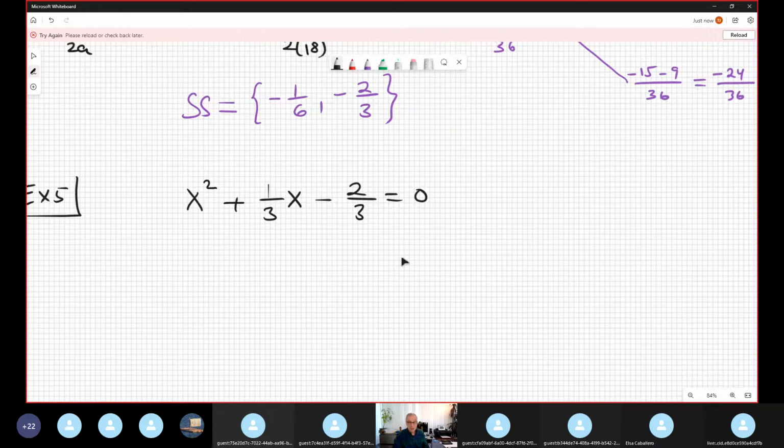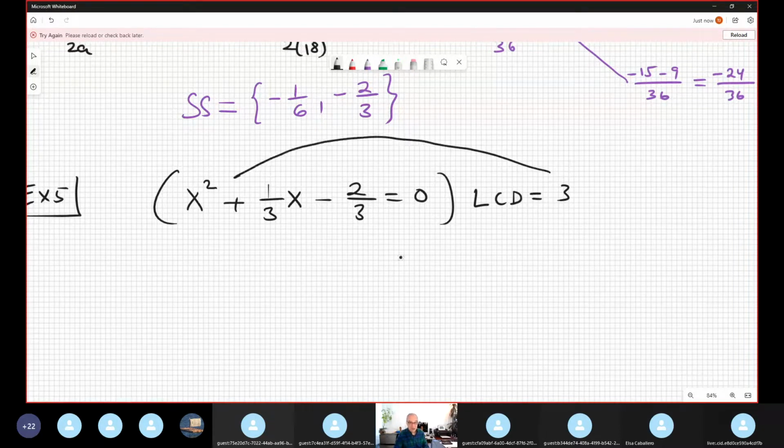Why don't you eliminate the fraction? How do you eliminate the fraction? It's classical in algebra. When you have an equation that contains fractions, you multiply the entire equation by the least common denominator, in this case 3. Everything by 3: 3 times x squared is 3x squared, plus 1/3 times 3 is only 1, minus 2/3 times 3 is 2, equal to 0. And this is my new equation.